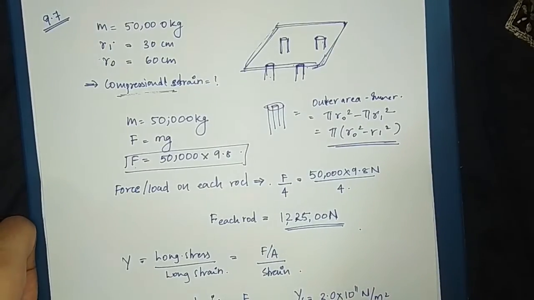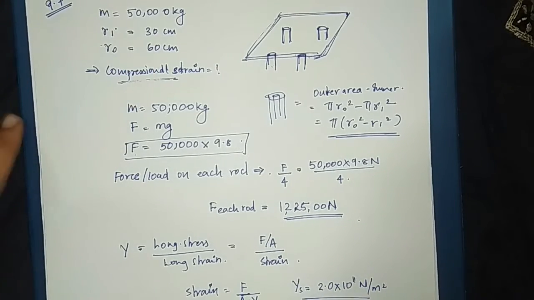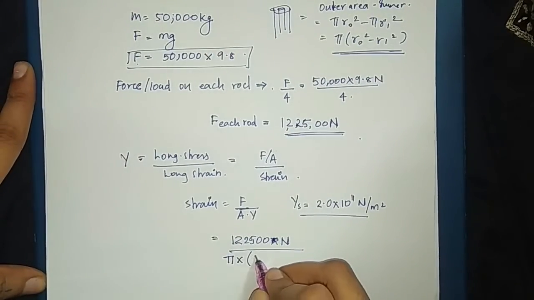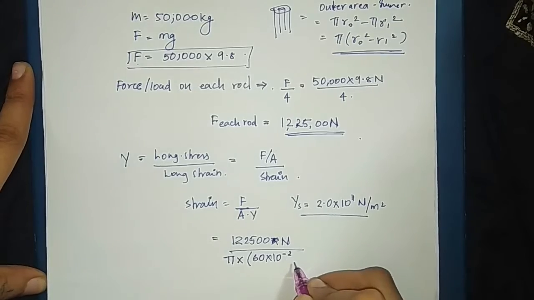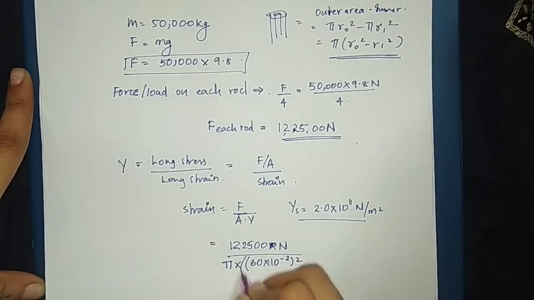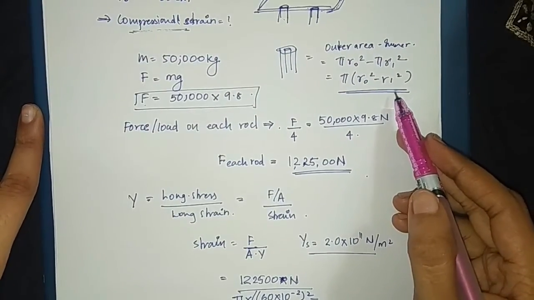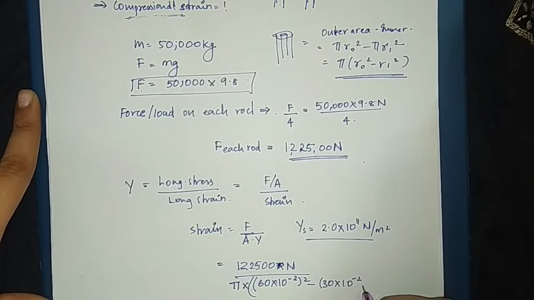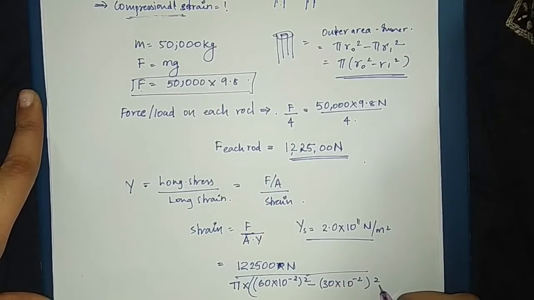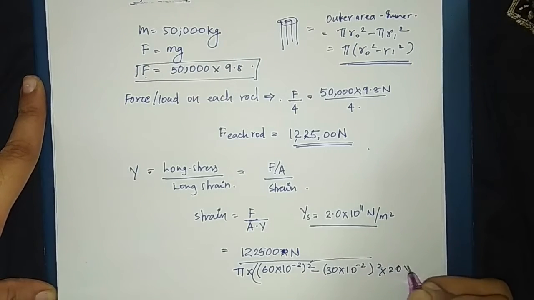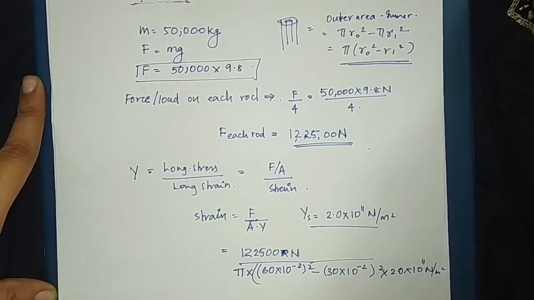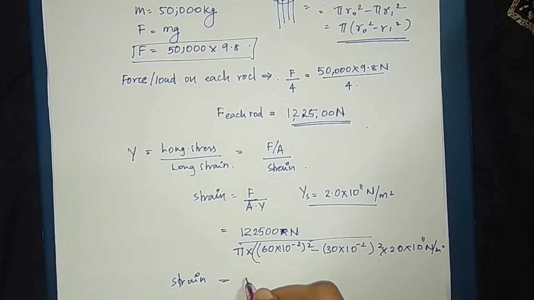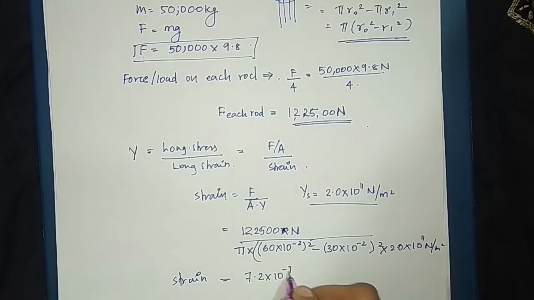So let's plug in the values. So area will be pi times, what is r0? 60 centimeter. We have to convert it into meters, the SI unit. So it will be 60 into 10 raised to minus 2 the whole square, minus, what is the inner radius? Inner radius is given as 30 centimeter. So it will be 30 times 10 raised to minus 2 in meters square, times the Young's modulus, that is 2.0 into 10 raised to 11 Newton per meter square. So the strain from the calculation is found to be 7.2 into 10 raised to minus 7.